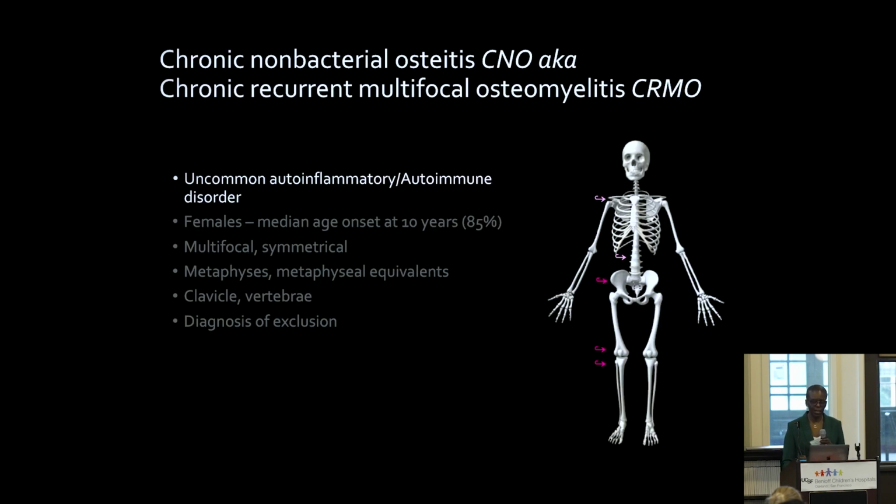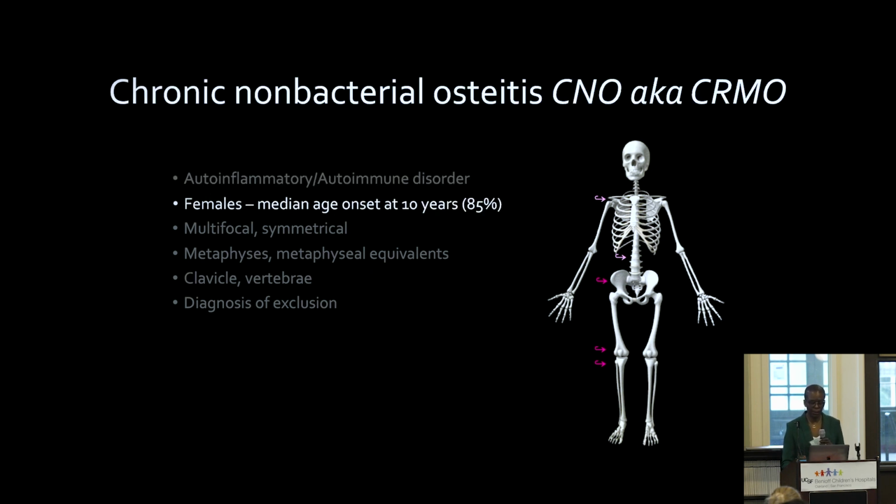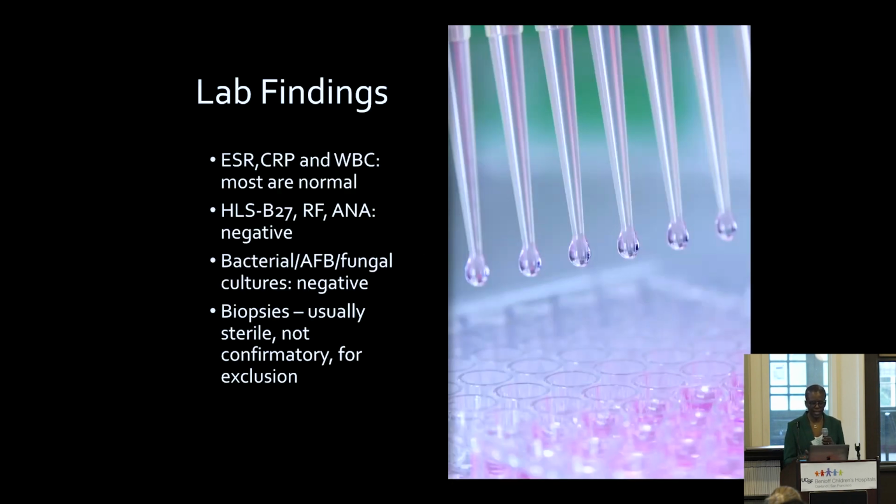This is chronic non-bacterial osteitis or chronic recurrent multifocal osteomyelitis, which is uncommon. It's an autoinflammatory disorder, typically seen in females. Median age of onset is 10 years of age. It's usually multifocal and symmetrical, centered in the metaphyses or metaphyseal equivalents. And that clavicular lesion is almost pathognomonic for CRMO, and it's a diagnosis of exclusion. Lab findings are usually negative. Autoimmune markers are usually negative. Cultures are negative, and biopsies should be sterile.